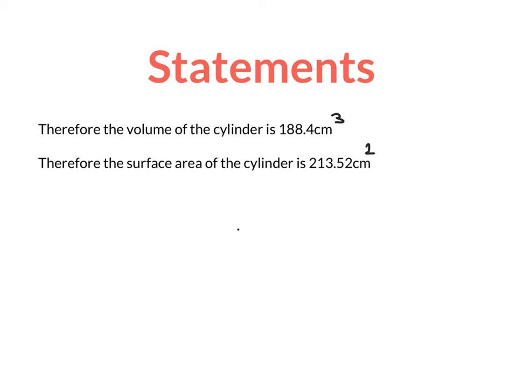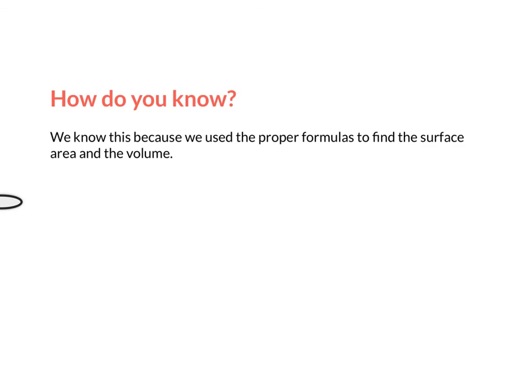Statements. Therefore, the volume of the cylinder is 188.4 centimeters cubed. Therefore, the surface area of the cylinder is 213.52 centimeters squared. How do you know? We know this because we use the proper formulas to find the surface area and the volume.